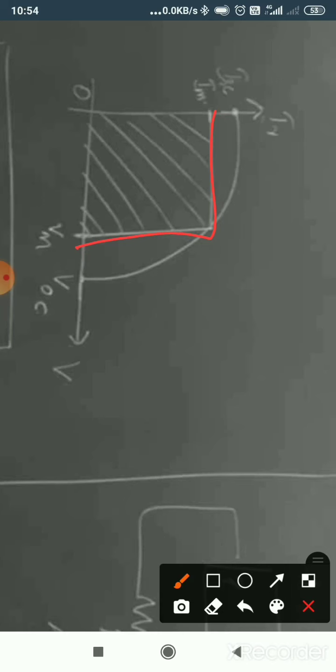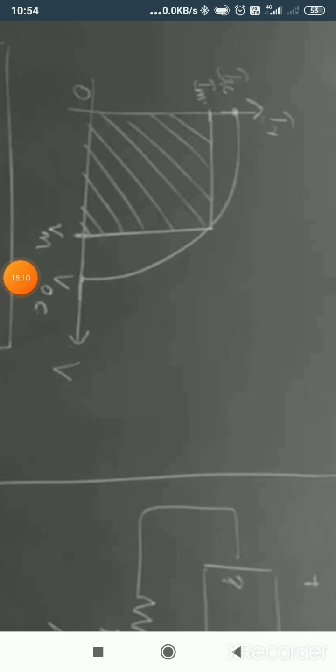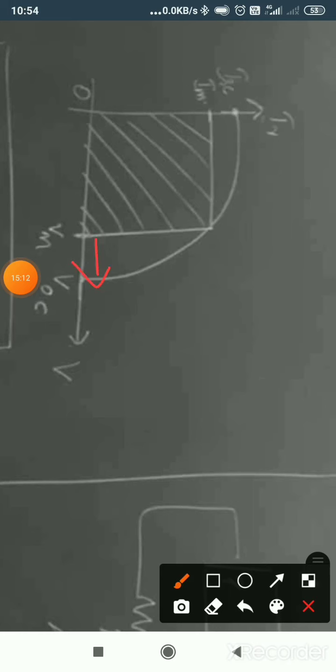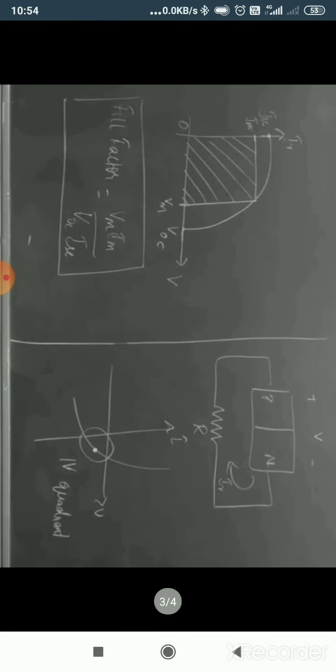But as you can see from the figure, Vm is not the same as Voc and Im is not the same as Isc. So there is a gap. Here you can see, this is the gap. This gap is characterized by a factor called the fill factor. The fill factor is nothing but the product of Vm and Im divided by the product of Voc and Isc. That is, the actual power delivered by the p-n junction to the ideal power which can be delivered by the p-n junction.